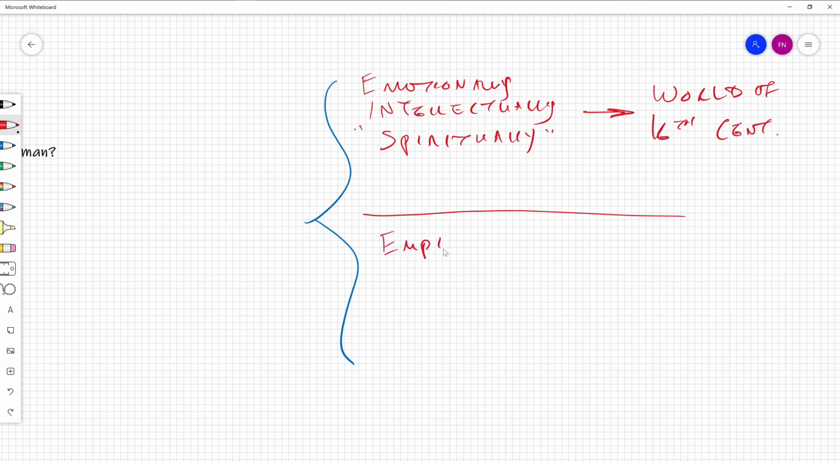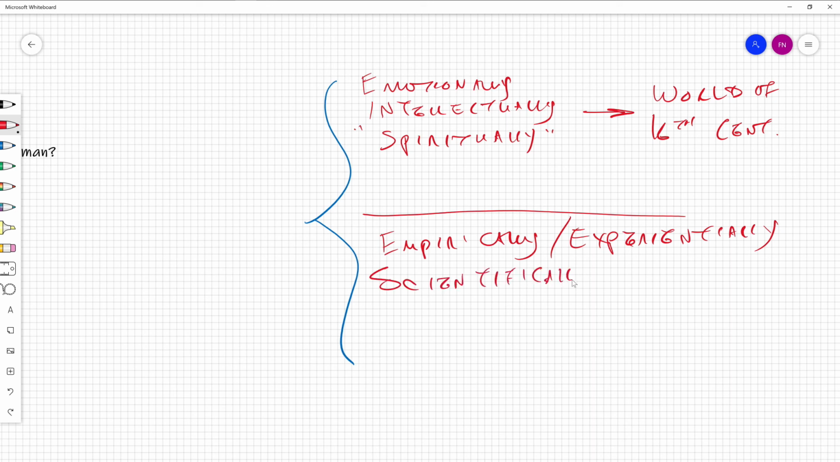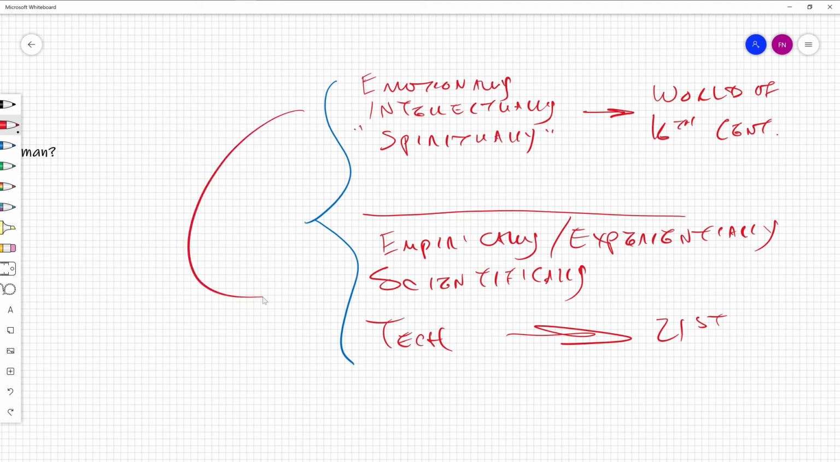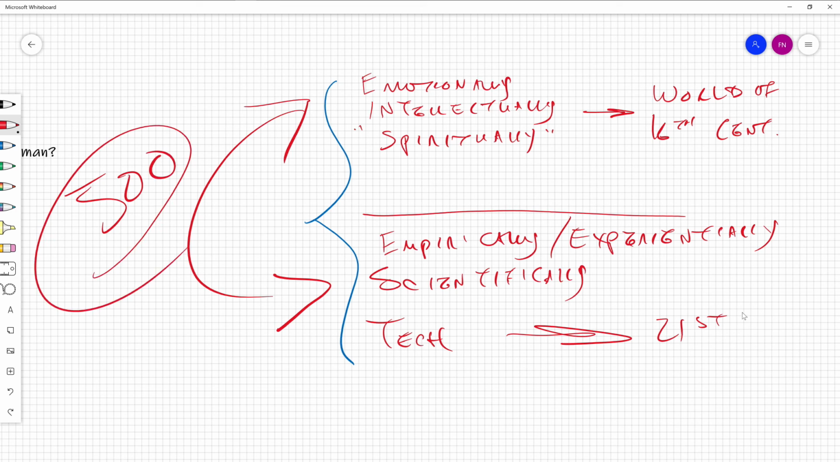Empirically, experientially, scientifically, technologically, we're living in the 21st century. Effectively, we are 500 years behind. Computers are not possible in the 16th century. Artificial intelligence is not possible. The internal combustion engine is not possible. I could go on, but I trust at this point you see what I'm talking about. And over the course of the semester, we're going to continue to see this play out.